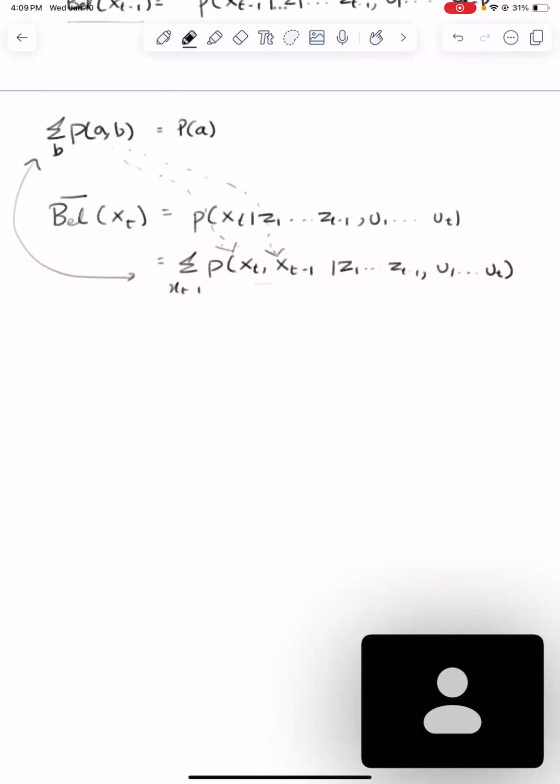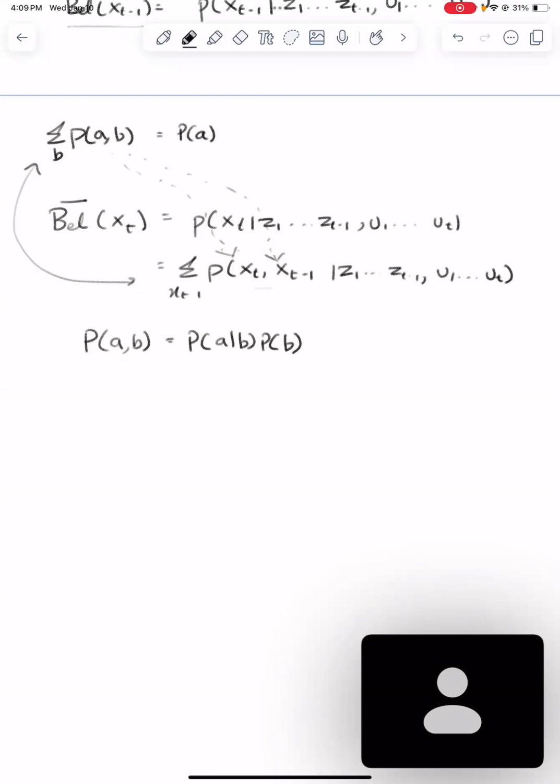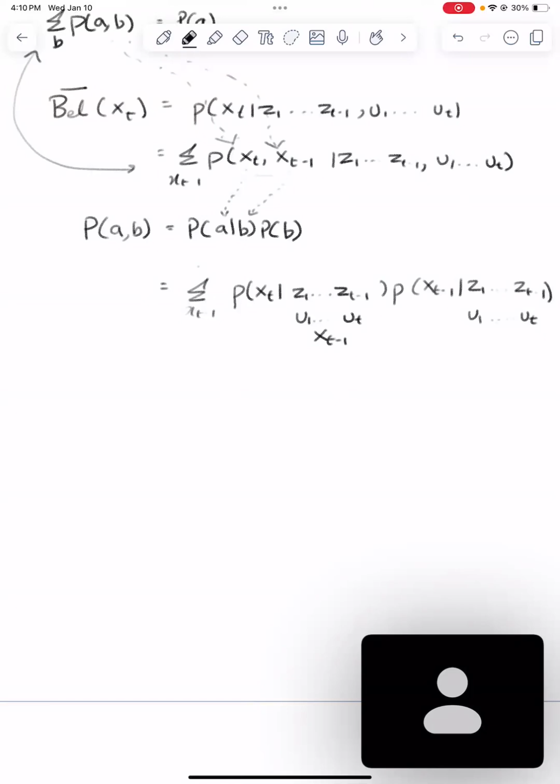Now we want to express this quantity in terms of belief at the previous step. We're going to use the fact that if you have P of A comma B, you can write this as P of A given B times P of B. This is the definition of conditional probability. Again, pattern matching: A is xt, B is xt minus 1. So this thing is equal to the sum over xt minus 1 of P of xt given z1 to zt minus 1, u1 to ut, and xt minus 1, times P of xt minus 1 given z1 to zt minus 1 and u1 to ut. Same as before. Now, we're going to use certain properties of our system.